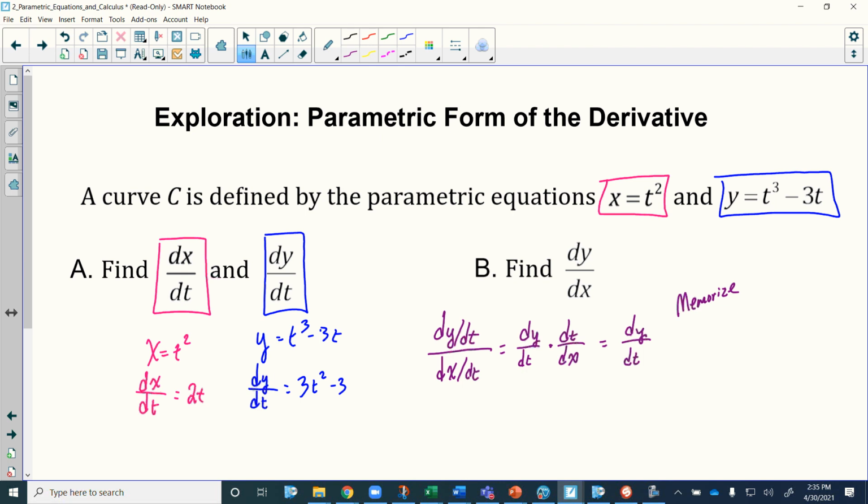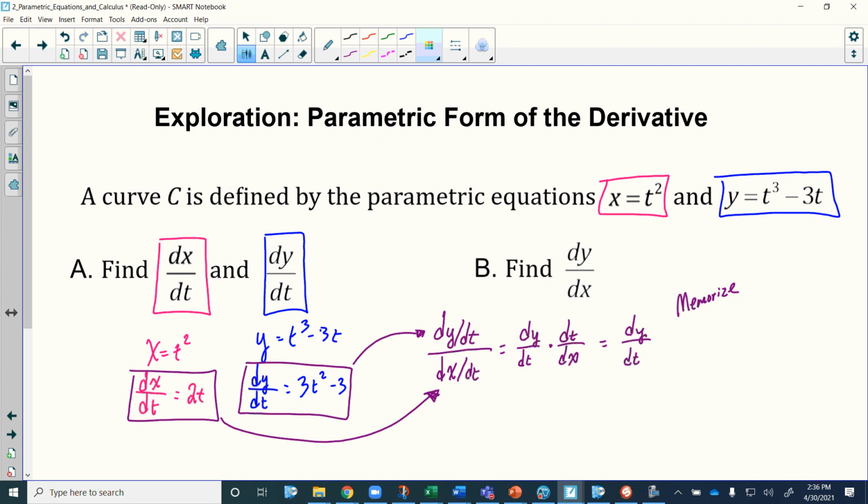So what we wind up with here, we can take what we had for dy/dt, and it will go to the numerator. And what I have here for dx/dt will go for the denominator. And so what I'm left with for dy/dx, which is what it's asking me to find, is really just going to be 3t squared minus 3 divided by 2t.